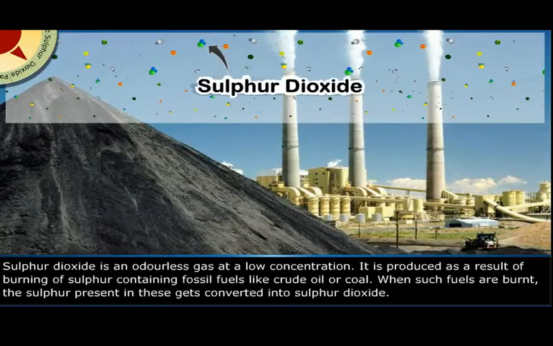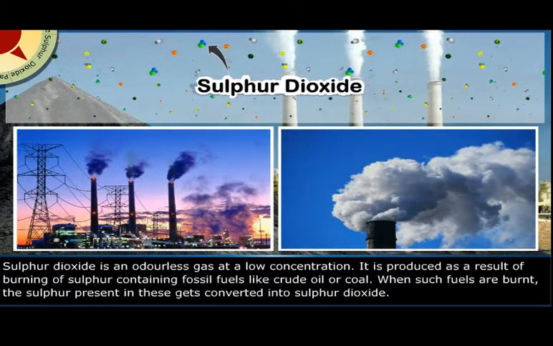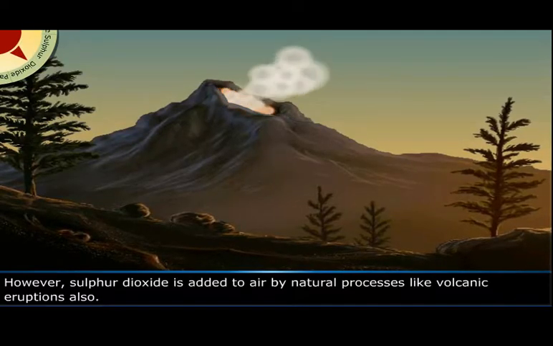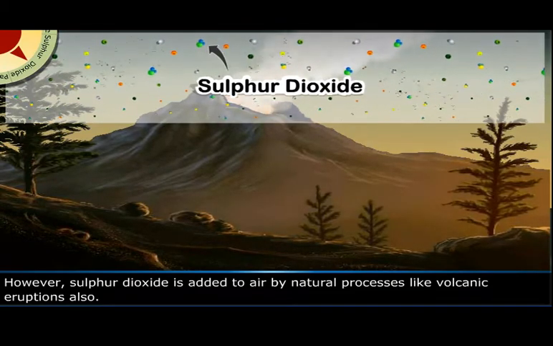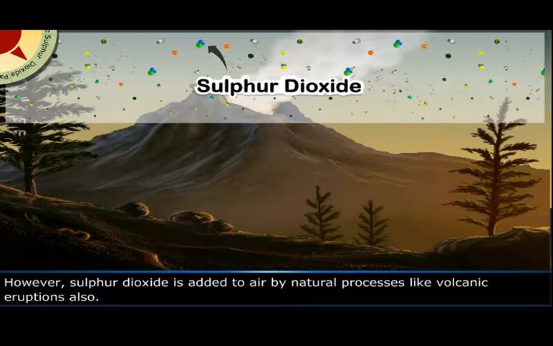Sulfur dioxide. Sulfur dioxide is an odorless gas at a low concentration. It is produced as a result of burning of sulfur-containing fossil fuels like crude oil or coal. When such fuels are burnt, the sulfur present in these gets converted into sulfur dioxide. However, sulfur dioxide is added to air by natural processes like volcanic eruptions also.